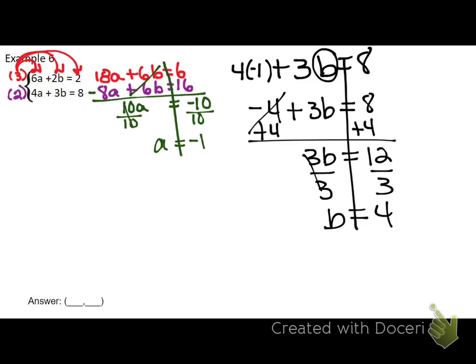So remember, you're going to put your ordered pair in alphabetical order. So a comes first, so that's going to represent my x. B comes second, so that's going to represent my y. And there's your final answer.